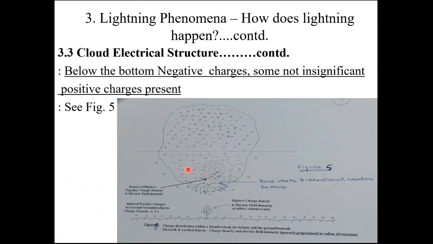The most important thing for us to note is that the negative charges in the bottom of the cloud attract positive charge from the surrounding air, and there will be a zone of small positive charges present here. The zone of positive charges below the bottom of the cloud and the high concentration of negative charges within the cloud are the most important from the point of view of initiation of lightning.